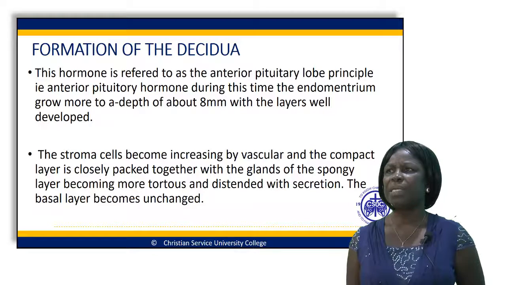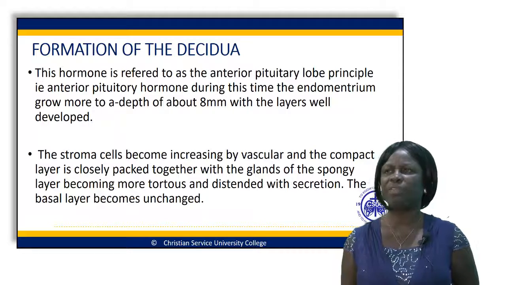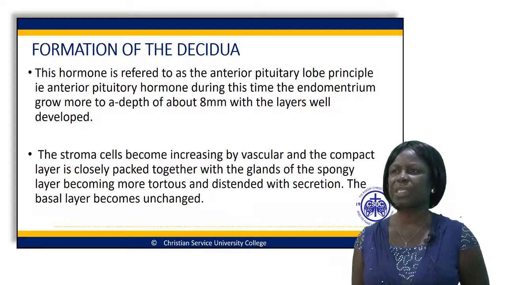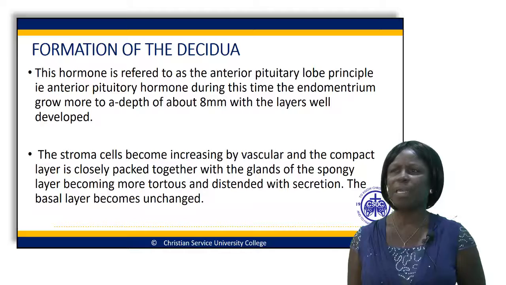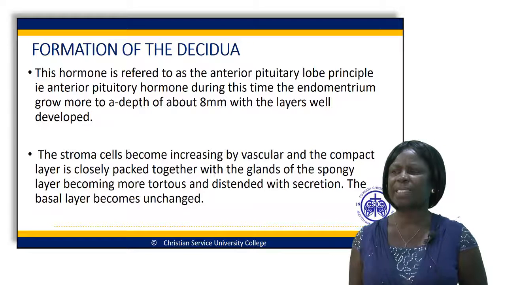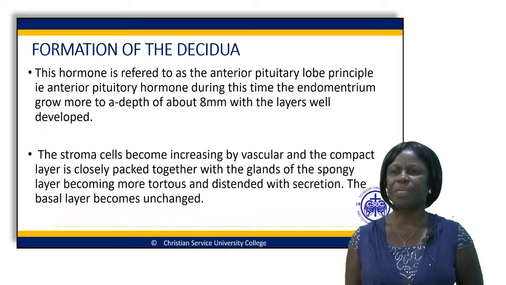During this time, the endometrium grows more to a depth of about 8 millimeters with the layers well developed. The stroma cells become increasingly vascular, and the compact layer is closely packed together, with the glands of the spongy layer becoming more tortuous and distended with secretion. The basal layer remains unchanged.